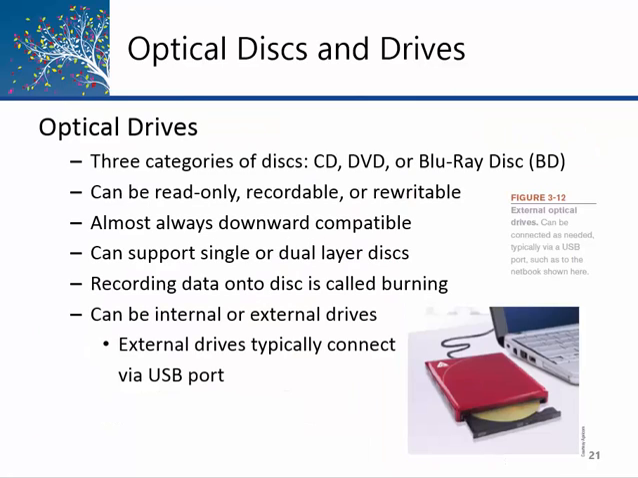CD, DVD, and Blu-ray are our three main storage types. They can be read-only, recordable, where you record once, or rewritable, where you record many times. They're backwards or downward compatible, which means you can put a CD in a DVD player, and you can put a CD and DVD in a Blu-ray player and be able to record those. Recording data on a disc is called burning.